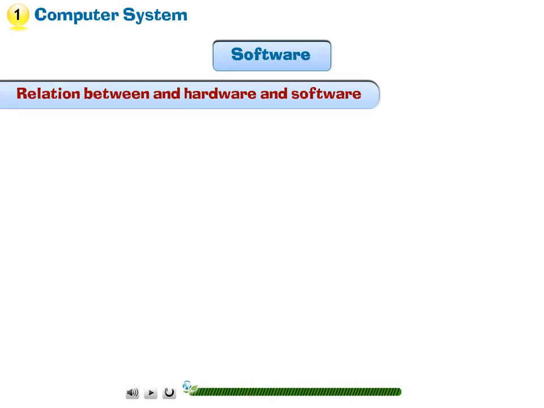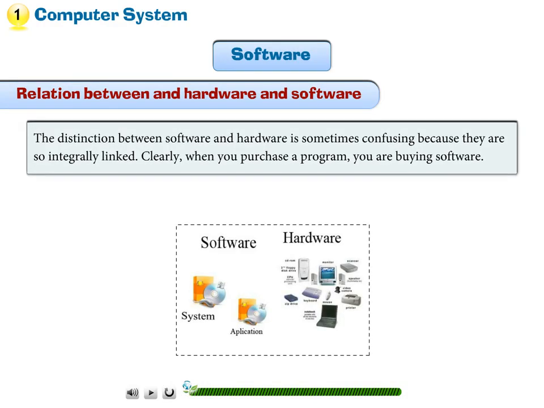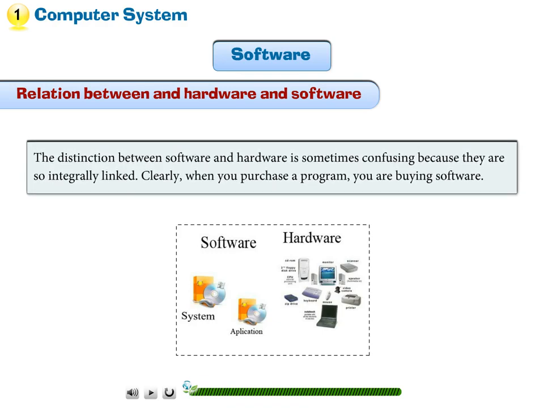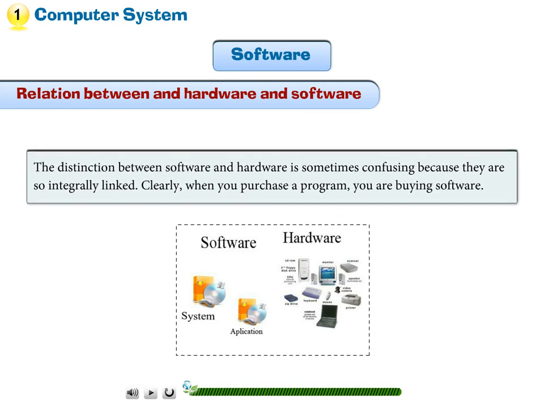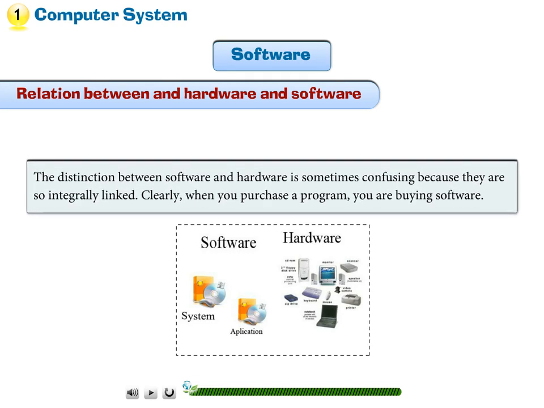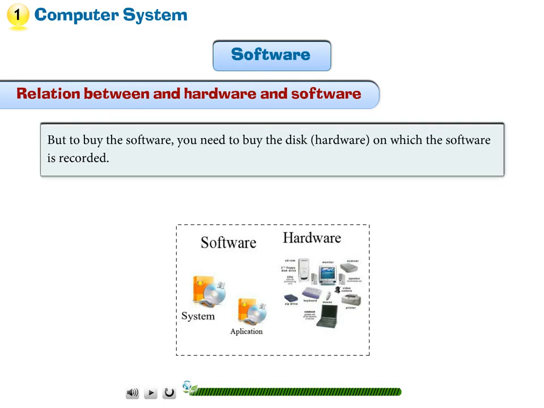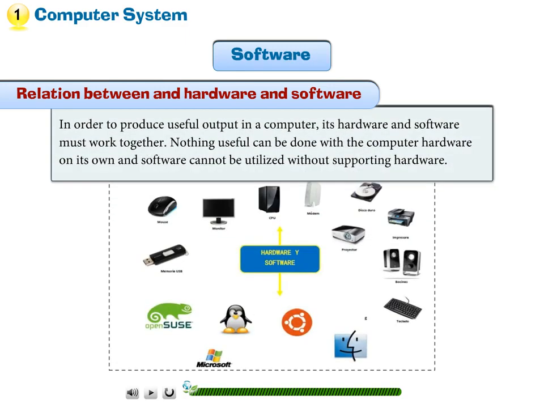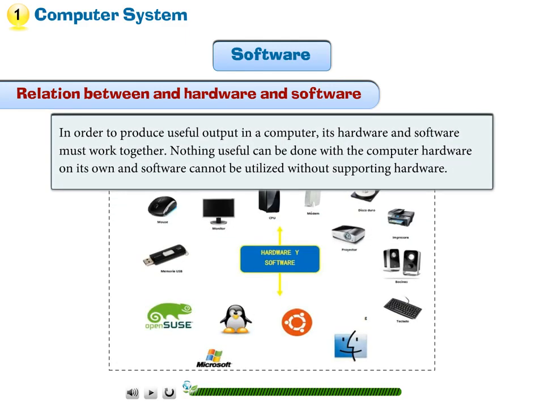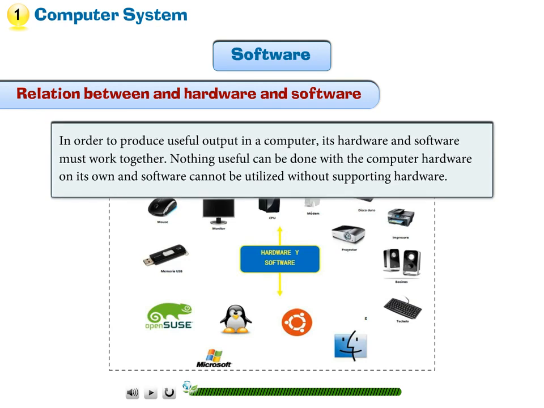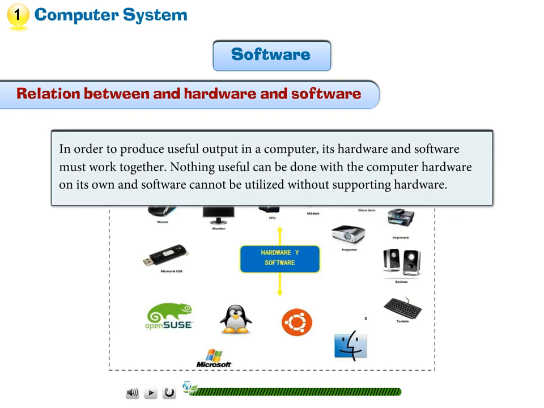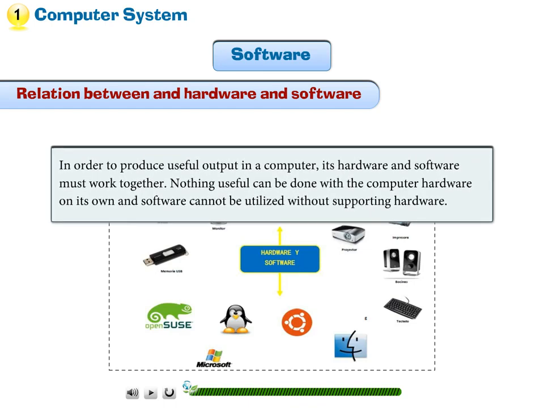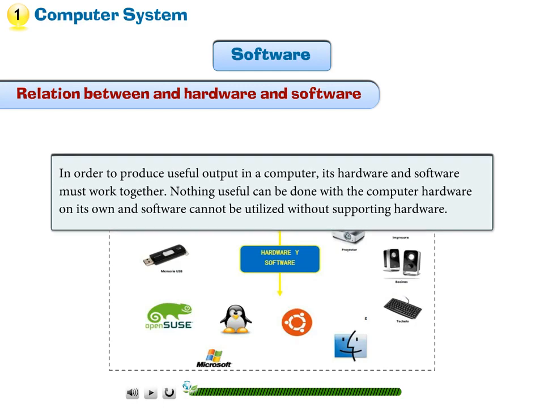Relation between hardware and software. The distinction between software and hardware is sometimes confusing because they are so integrally linked. Clearly, when you purchase a program, you are buying software. But to buy the software, you need to buy the disk, hardware on which the software is recorded. In order to produce useful output in a computer, its hardware and software must work together. Nothing useful can be done with the computer hardware on its own, and software cannot be utilized without supporting hardware.